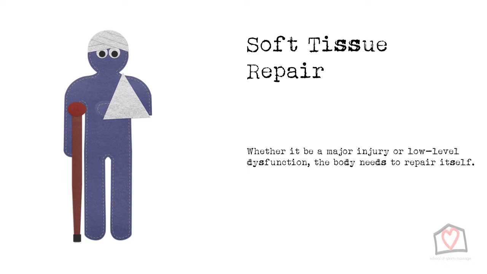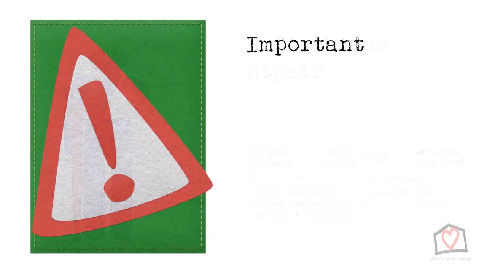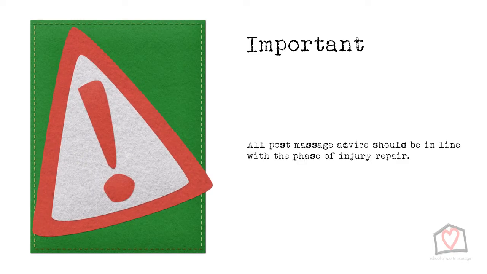Whether it be a major injury or a low-level dysfunction, the body needs to repair it. This section is covered in Unit 3, Section 2 of your manual and outlines the healing process. This is a complex process, but with clear stages, which as a massage therapist you are able to utilise and adapt your treatment to get the best effects of massage. It is also important that all post-massage care advice is in line with the phase of injury repair, and therefore a good understanding is particularly helpful.